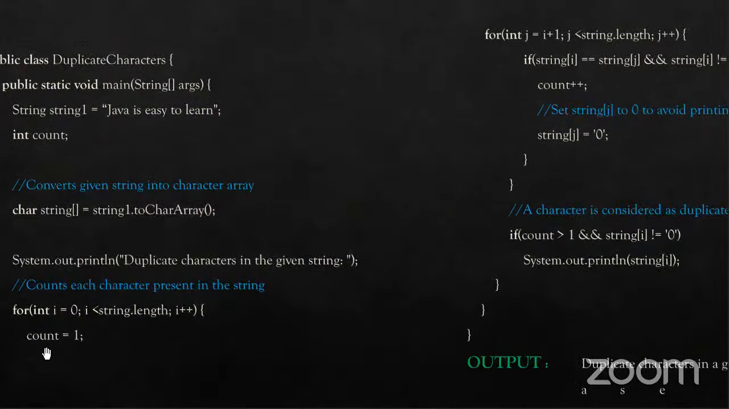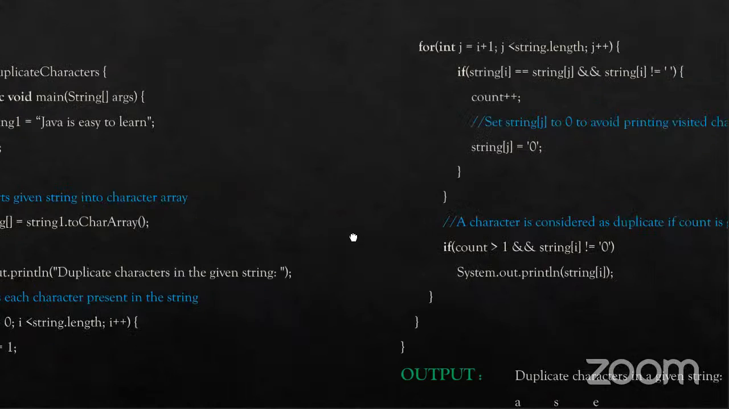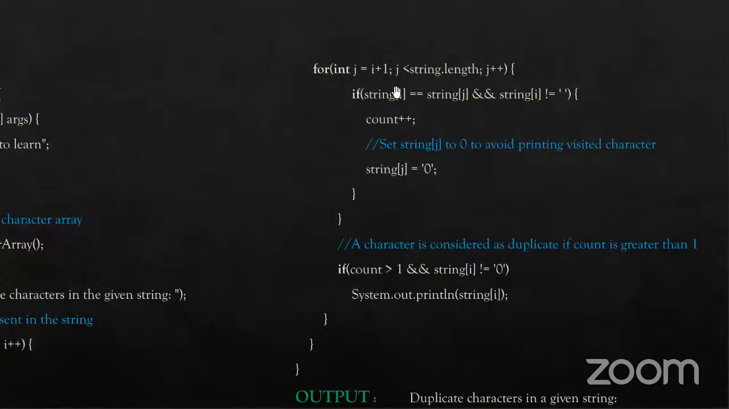Inside this for loop we set the count to 1, and here we have one more for loop, the j loop, where j is assigned i plus 1. The condition here also counts up to the array length. Inside that we check the condition whether the character at i and the character at j are equal. If both are equal, that means the character is repeating, right? And the character at i not equal to a white space we also need to check.